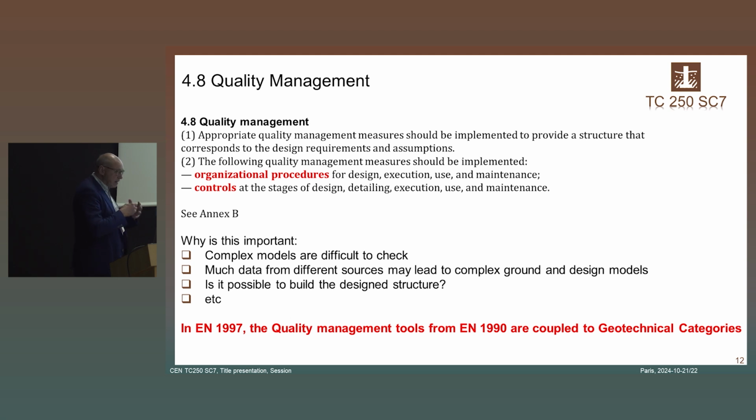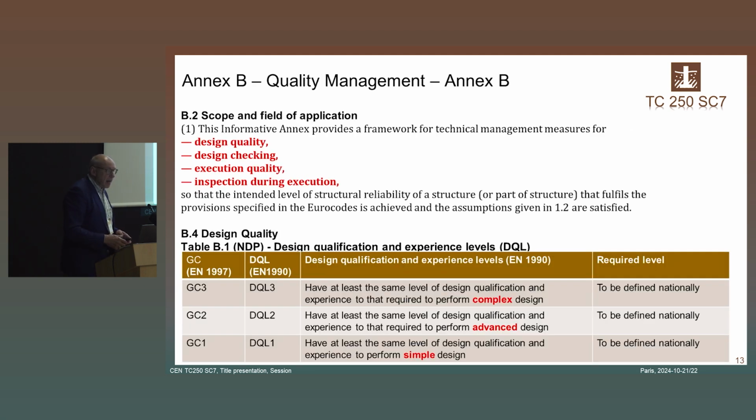Much data. We get more and more data. The number of CPTs, the number of lab tests is enormous. That may also lead to complex ground and design models. So we need thorough checks. And the other check we must always do: can we build it? We got also some quality management tools in Eurocode 7, and they're partly based on EN 1990, and we coupled them to the geotechnical categories. And they are these rules. We refer there to EN 1990.